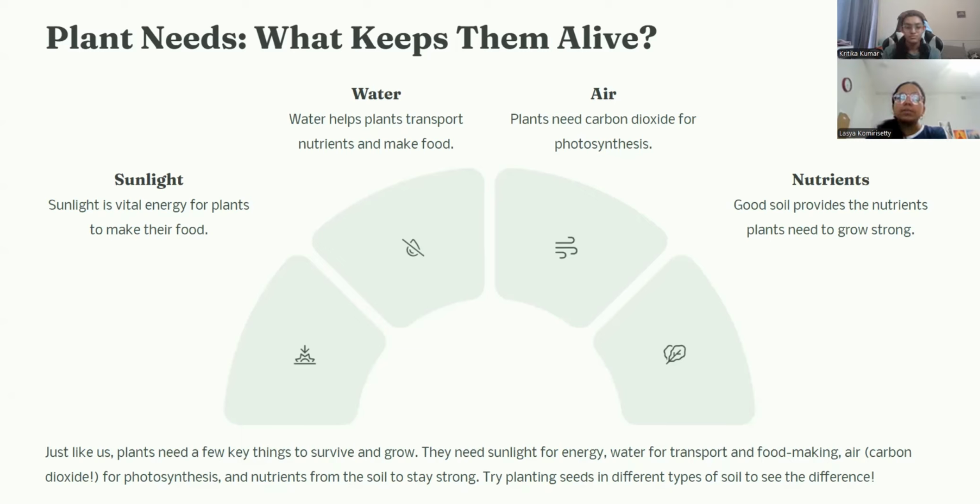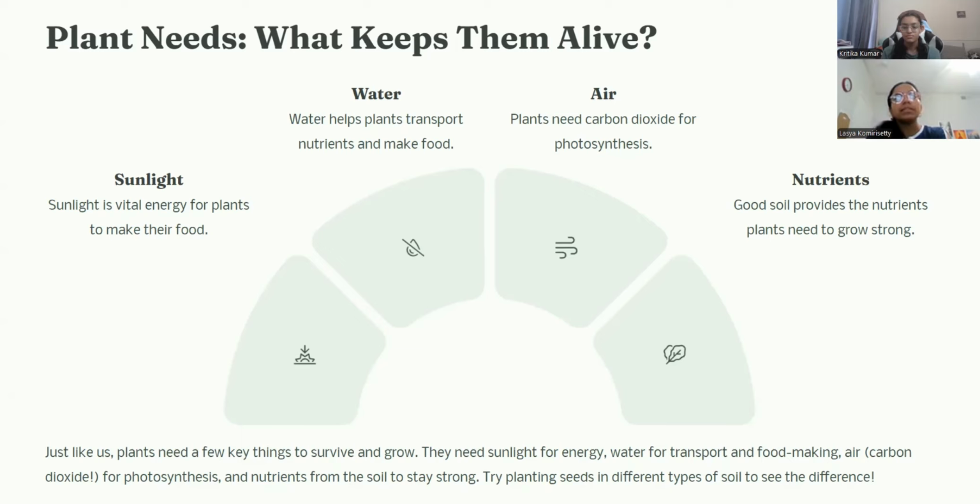Just like us, plants need these key things to survive and grow, like how we need food, water, and oxygen to survive. Plants also need these vital elements and resources to keep them alive. They need sunlight for energy, water for transportation and food making, air, especially carbon dioxide, for photosynthesis, and nutrients from the soil to help them stay strong and healthy.